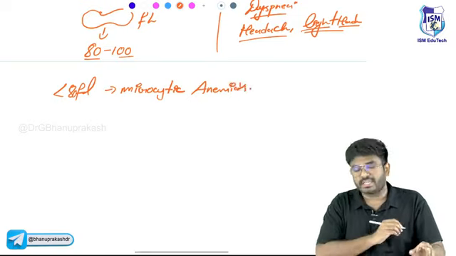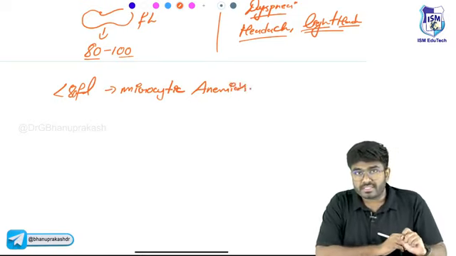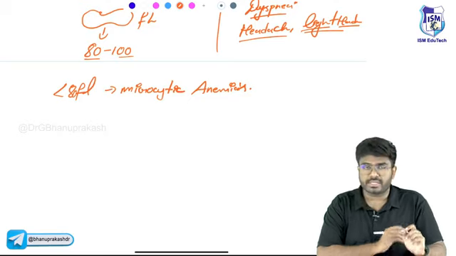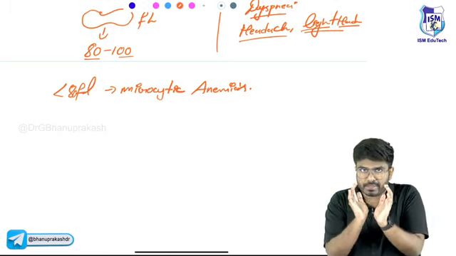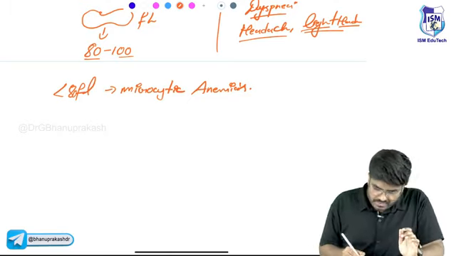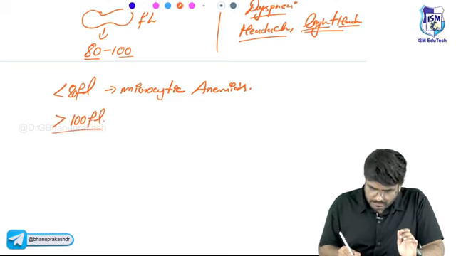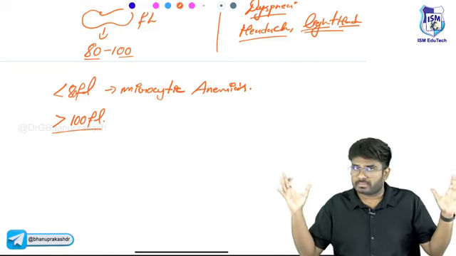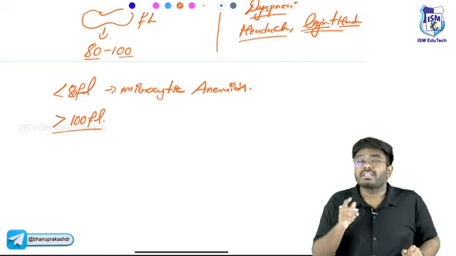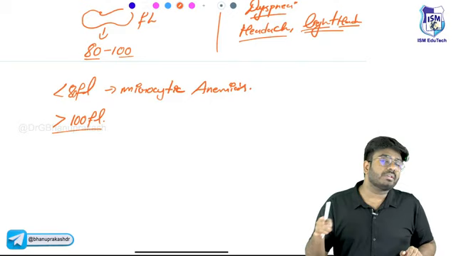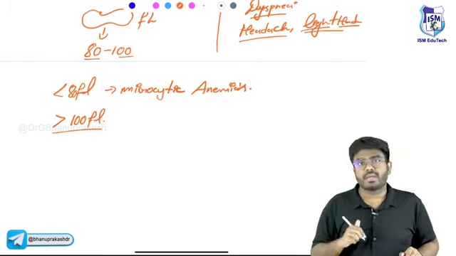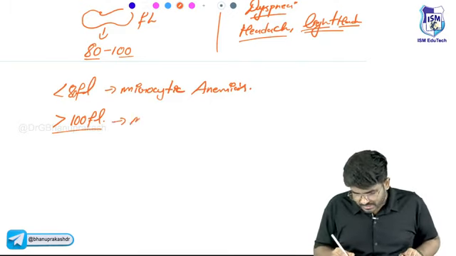Okay, they are called microcytic anemias. So RBC size, if it is less than 80 femtoliters, microcytic, small RBCs. Now, if the RBC size is greater than 100 femtoliters, big size RBCs, humongous RBCs. So the anemias in which the size of the RBCs is increasing are going to be called macrocytic anemias.